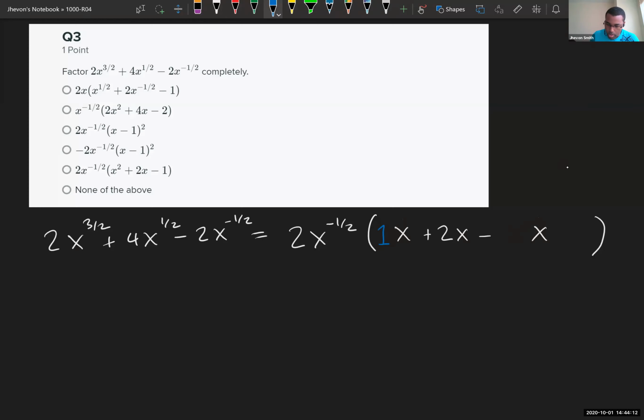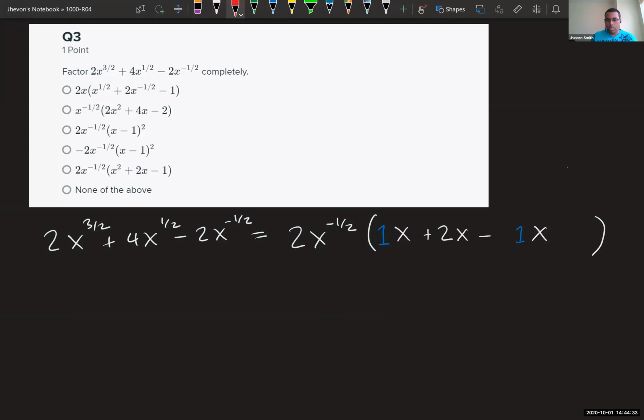You're going to be left over with a 1, because 2 times 1 is going to give you back that 2. The 2 times the 2 is going to give you back that 4. And then there's a -1 here, 2 times a -1. Now, your powers on the x's were also not correct. How do we get the correct powers?